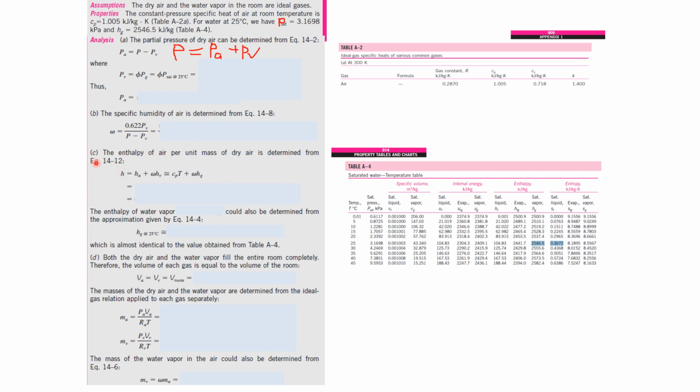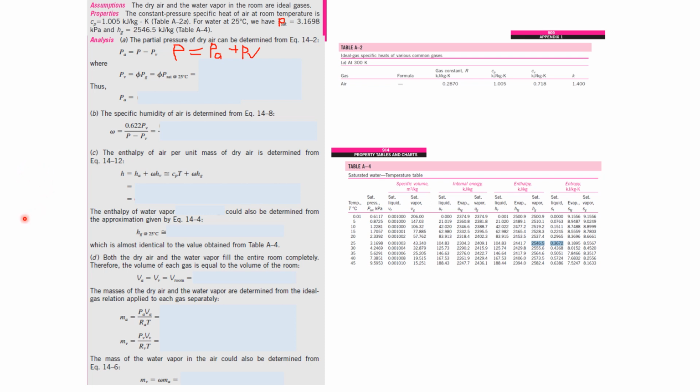Now the enthalpy, again based on this formula, right? So we will use this part. We have Cp. Cp is given here as 1.005. And what about T? Temperature is 25 degrees C, so use 25 degrees C. Omega is obtained from here, and Hg is again given here, which we have found from table A4 earlier. So substitute it, and that will give you the value of h.